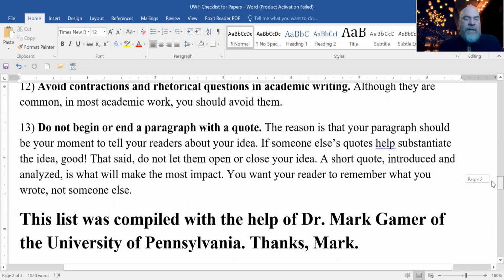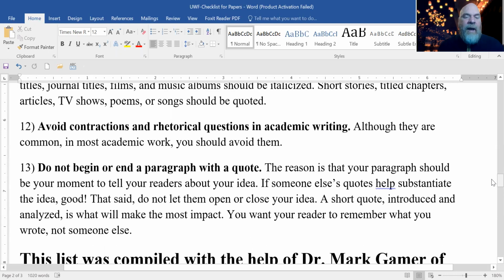Now, one of our last ones here is don't end a paragraph with a quote. So don't begin or end a paragraph with a quote. The reason you don't begin a paragraph with a quote is because you want to make sure that you're always the one in charge. The way you're going to use quotes is in the way that we've often discussed as a quote sandwich. A quote sandwich is a funny way to describe how your quotes are going to be used in your papers.